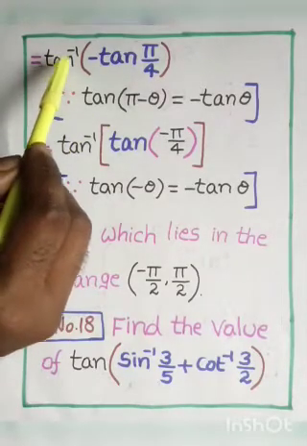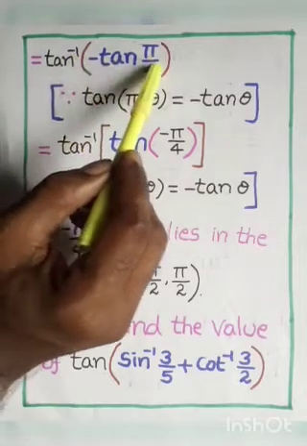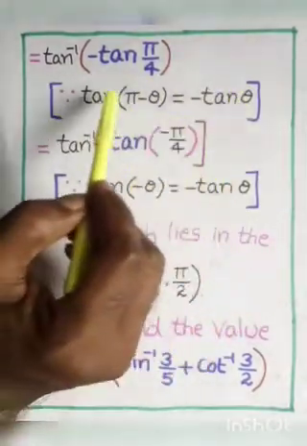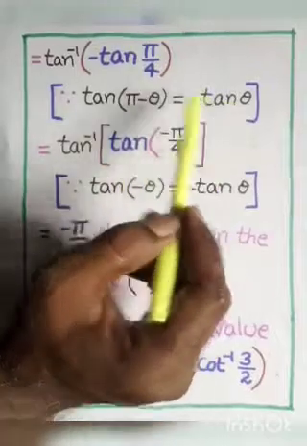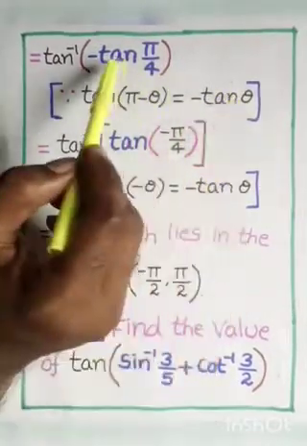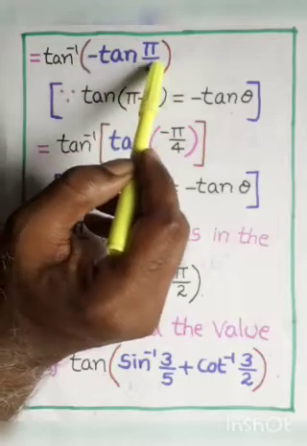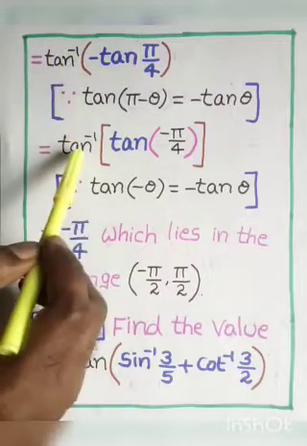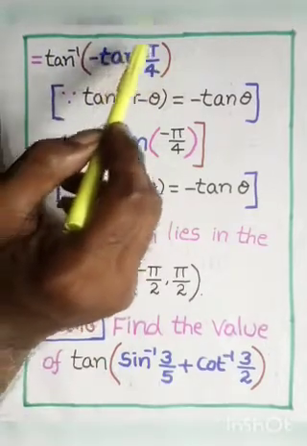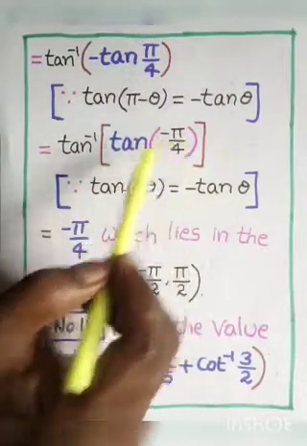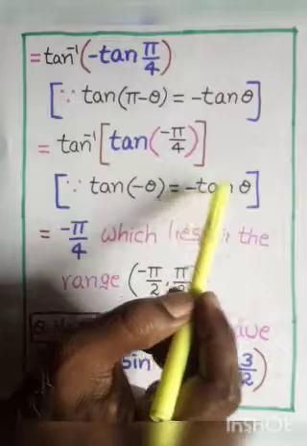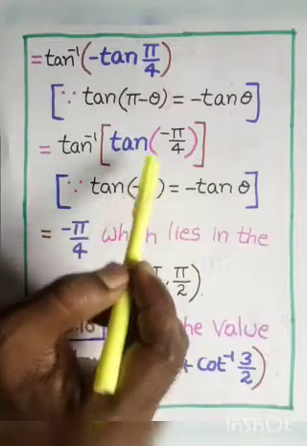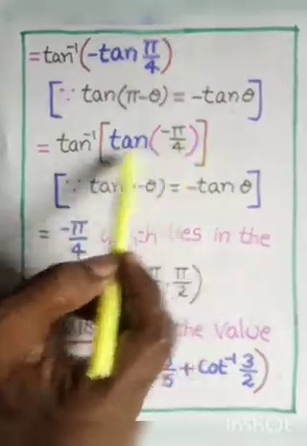That is equal to tan inverse of minus tan pi by 4, because tan of pi minus theta is equal to minus tan theta. This formula also you studied in your first year. Tan of pi minus theta is equal to minus tan theta. That is why in the brackets we are getting minus tan pi by 4. Understood this step, my dear children? Right. That is equal to tan inverse of, again minus tan pi by 4 can be written as tan of minus pi by 4, because tan of minus theta is equal to minus tan theta. If minus tan theta is given, it can be written as tan of minus theta. That is why we are writing this step. Understood this step, my dear children?